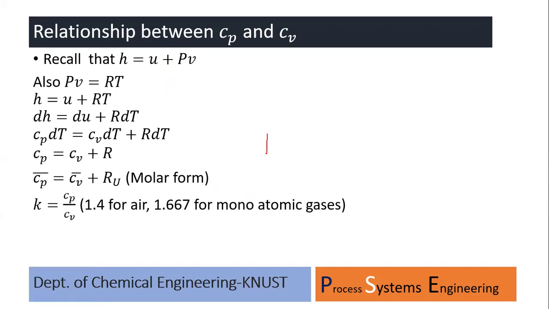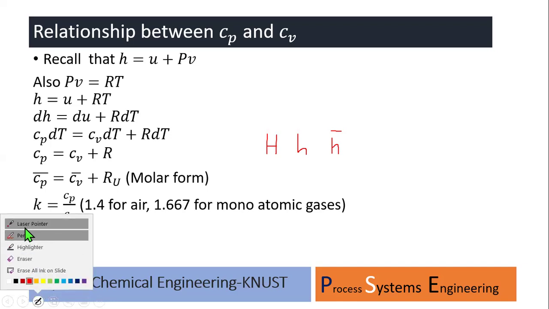Okay, remember, if I have capital H, this is going to be enthalpy. If I have small h, it's going to be specific enthalpy. So it is this divided by mass. But then if I have my small h with a bar on top, then it's still specific enthalpy, but it is now divided by moles instead, not mass. Is that okay? So just take note of that notation. Everything with a bar on top is in a molar form, so it is per mole.